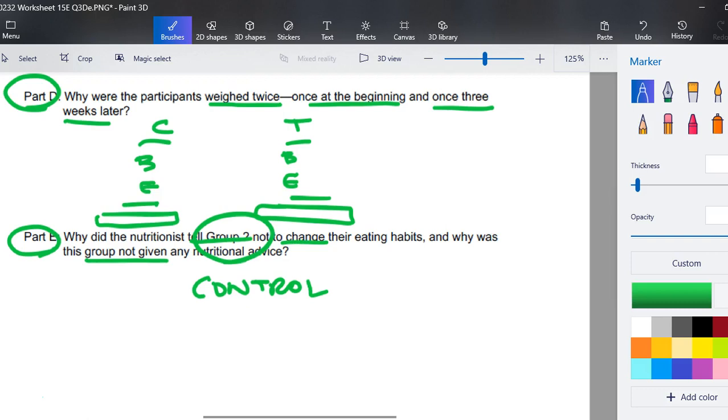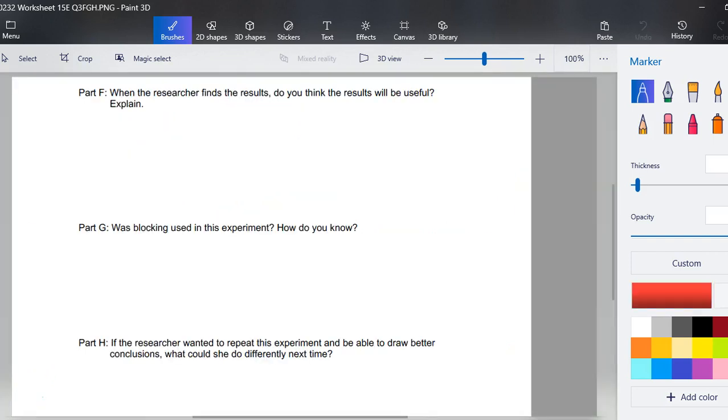And again, keep looking at what would you have done the same, what would you have done differently, and any of the parts and pieces that we are looking at. Continuing on with this particular study, when the researcher finds the results, do you think the results are going to be useful? And then explain.